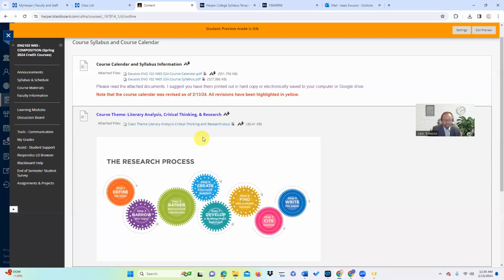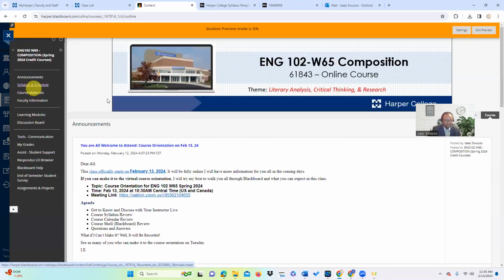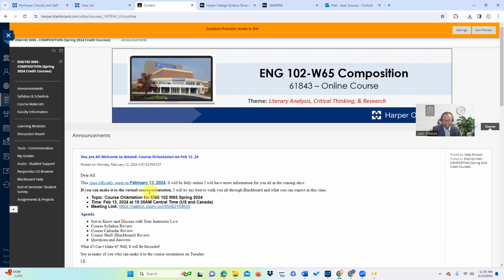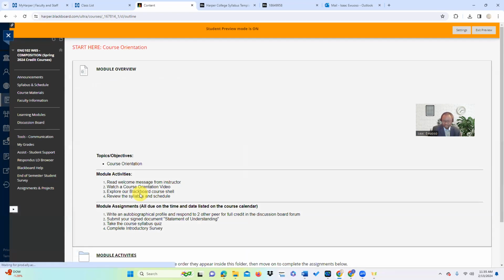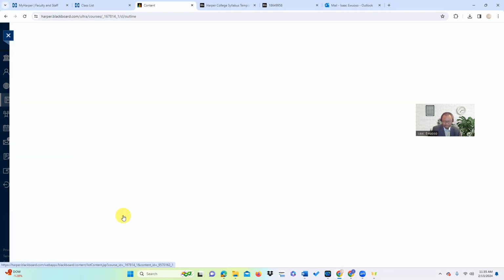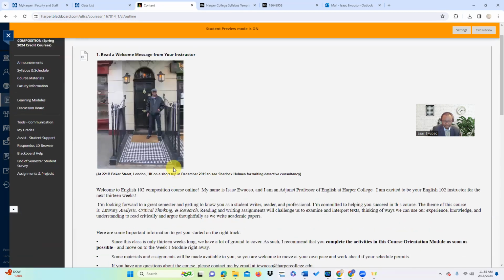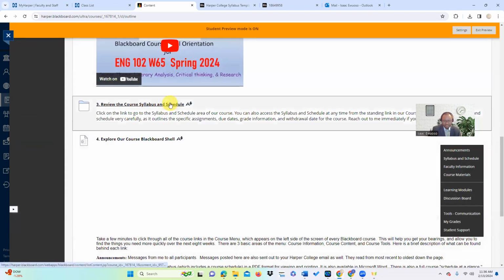The next thing I want to go over is looking at our course shell. You can see our course shell here. When I go to the announcement tab, you can see the way I've organized this. Let's go into the learning modules because that's the critical module for you given the start of this class. So you're going to start here for the course orientation. Check out the activities. Okay. And there's a course shell orientation, which I've recorded. You should watch this. There's going to be a link to the syllabus right here, the course calendar. Okay.